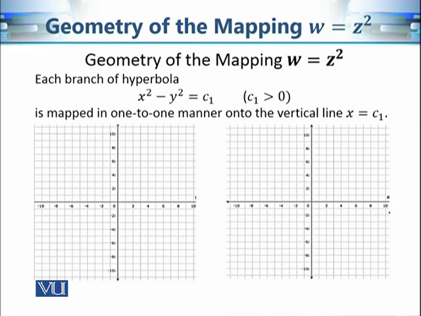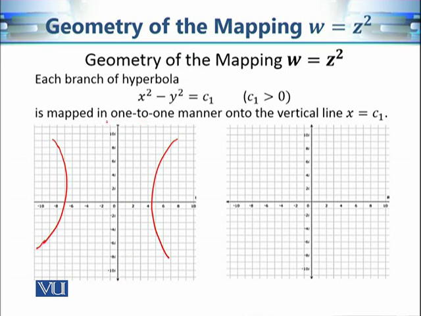Now we are going to choose some other curves in the z plane and study the effect after applying the mapping z². These curves are basically hyperbolas. We start from the hyperbolas of the form x² - y² = c1, or of the form where the branches lie along the y-axis.